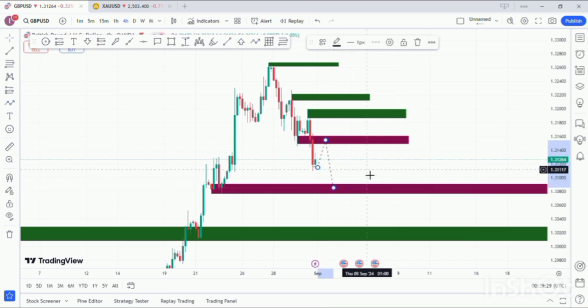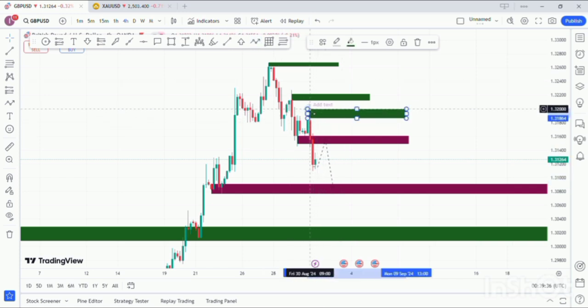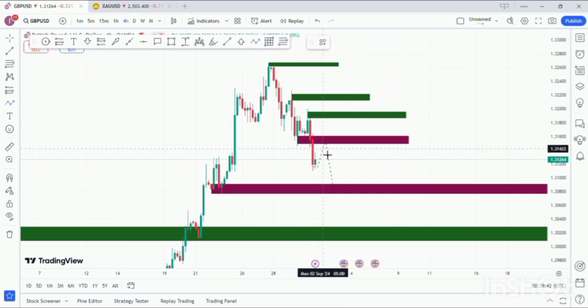But on the flip side, if price decides to break above this resistance zone which we've marked out right here in the 4 hours time frame, we're expecting price to give us a confirmation before continuing to the upside to the next resistance zone just above.